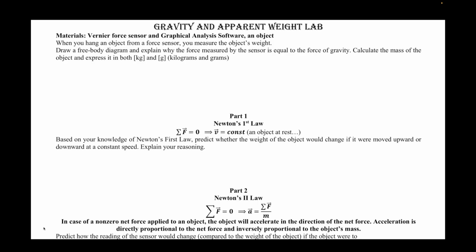What we did in the lab, I used a Vernier force sensor and I hung a weight from it. It was an unknown mass. A free body diagram, which we started with, represented two forces on it because it was at rest. The object that was hanging on the force sensor was attached by a string.